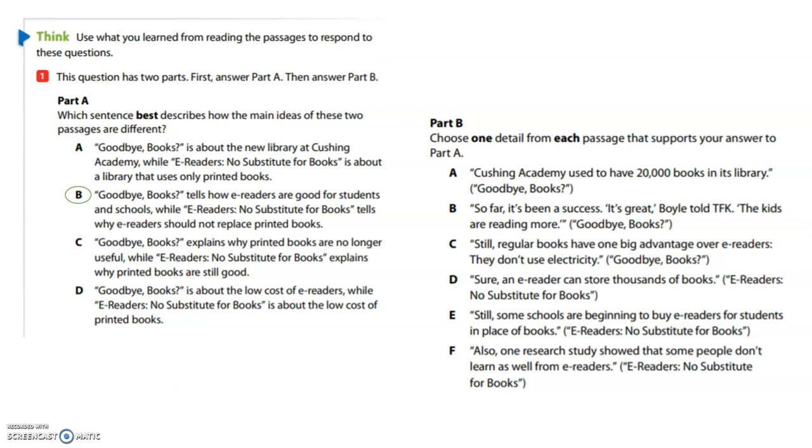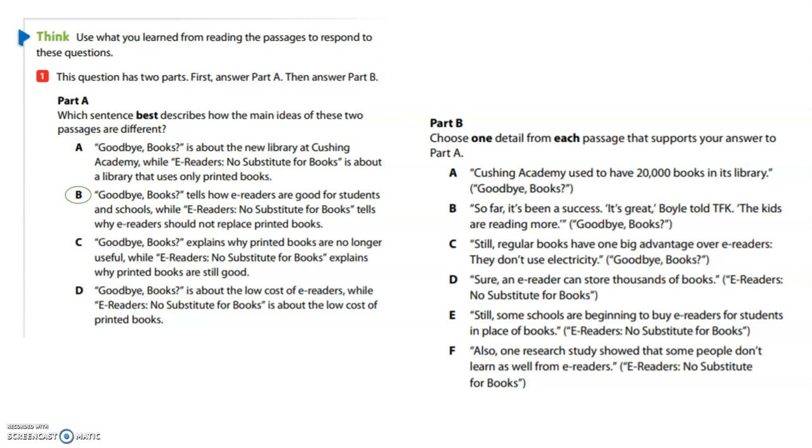Let's look at part B of this same question. Choose one detail from each passage that supports your answer to part A. A. Cushing Academy used to have 20,000 books in its library. B. So far, it's been a success. "It's great," Boyle told TFK. "The kids are reading more."